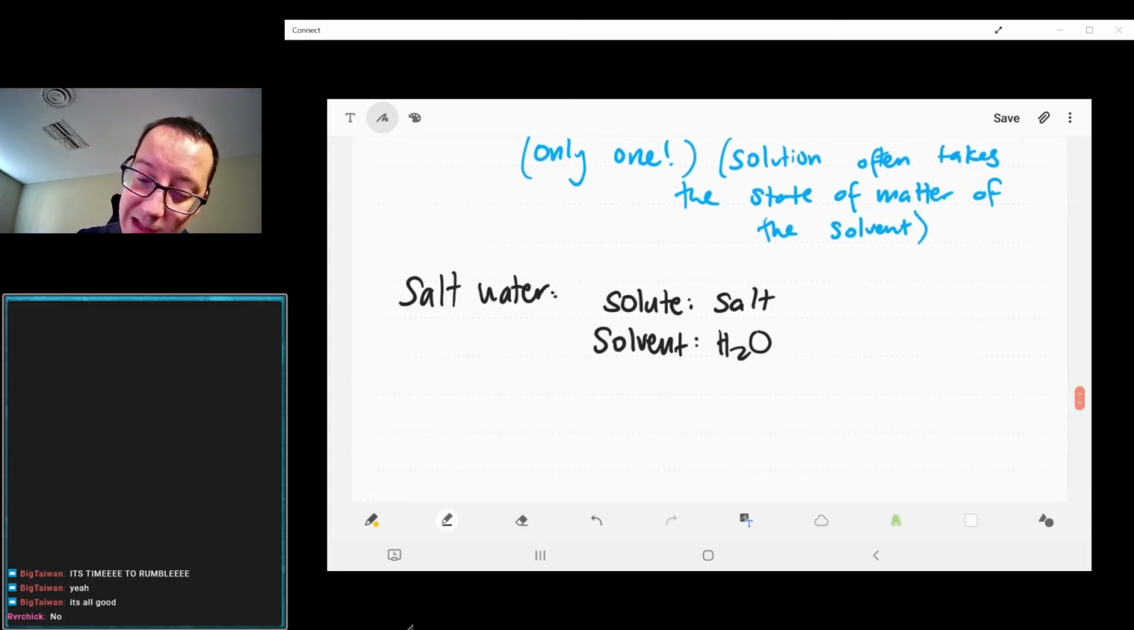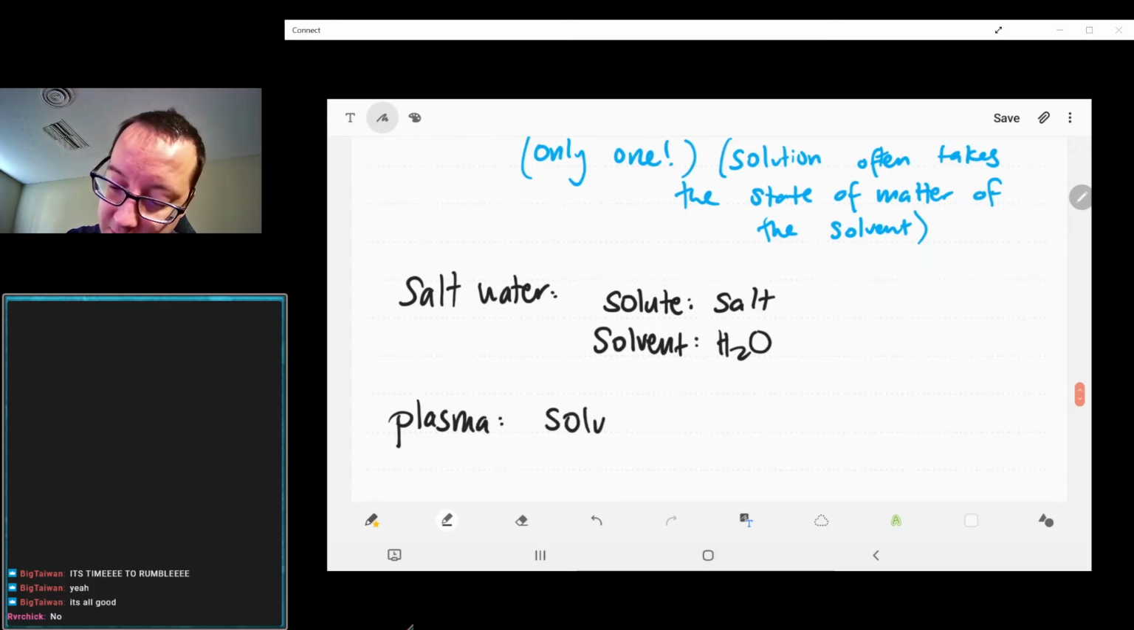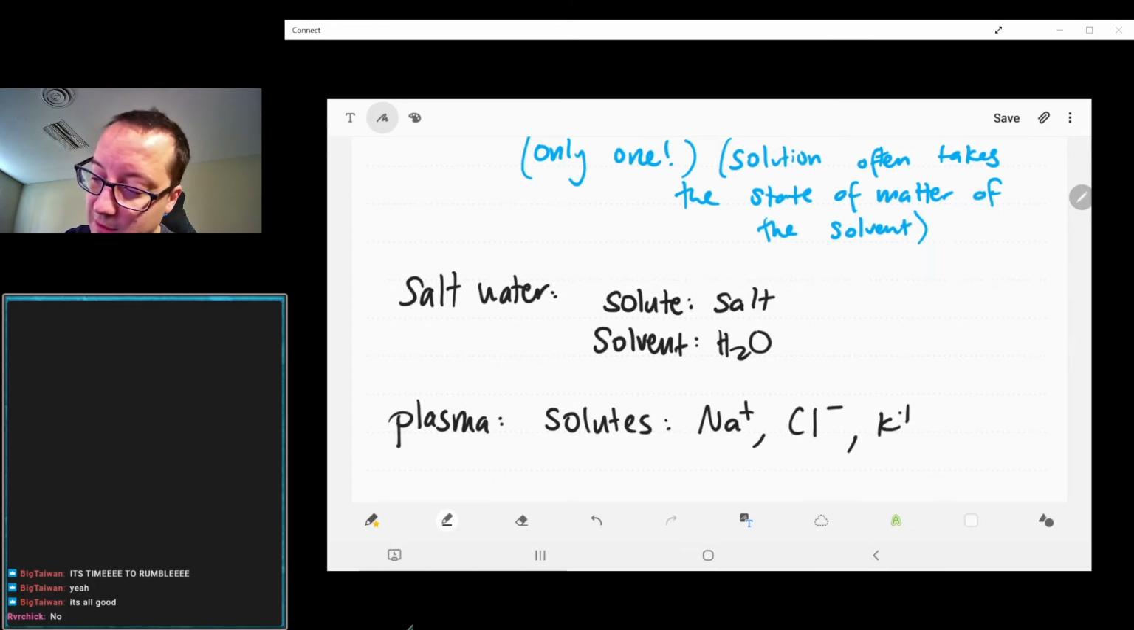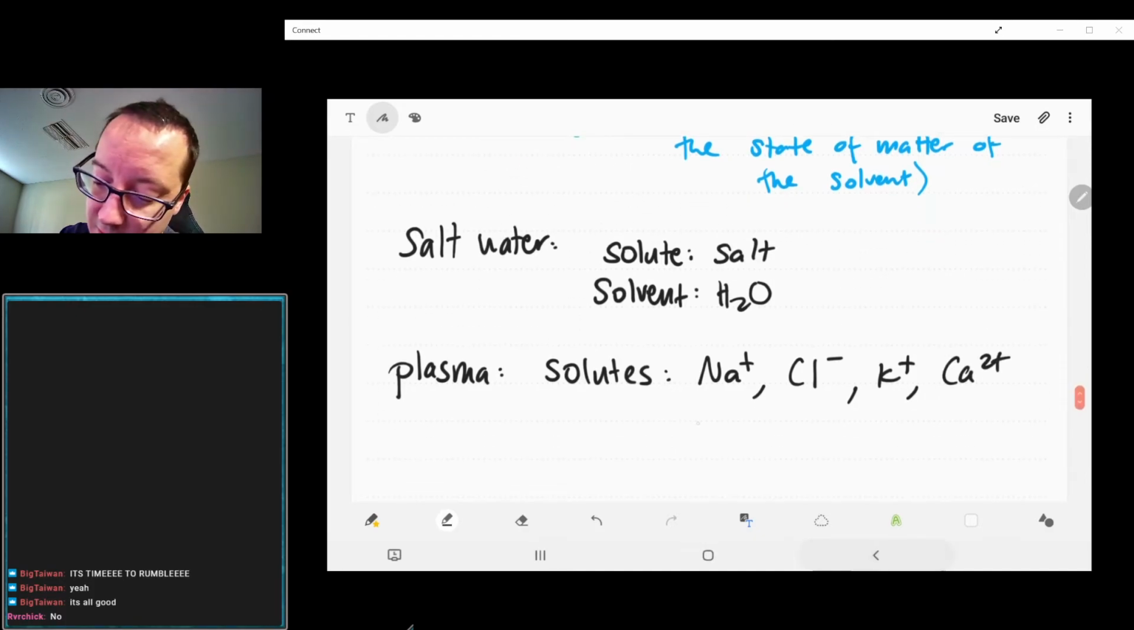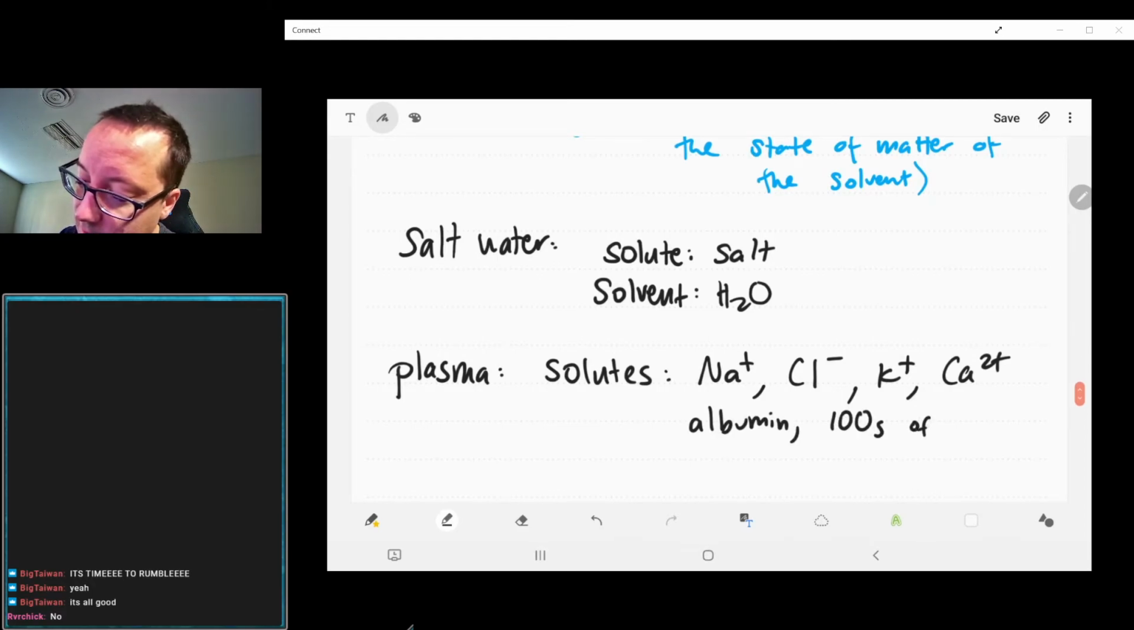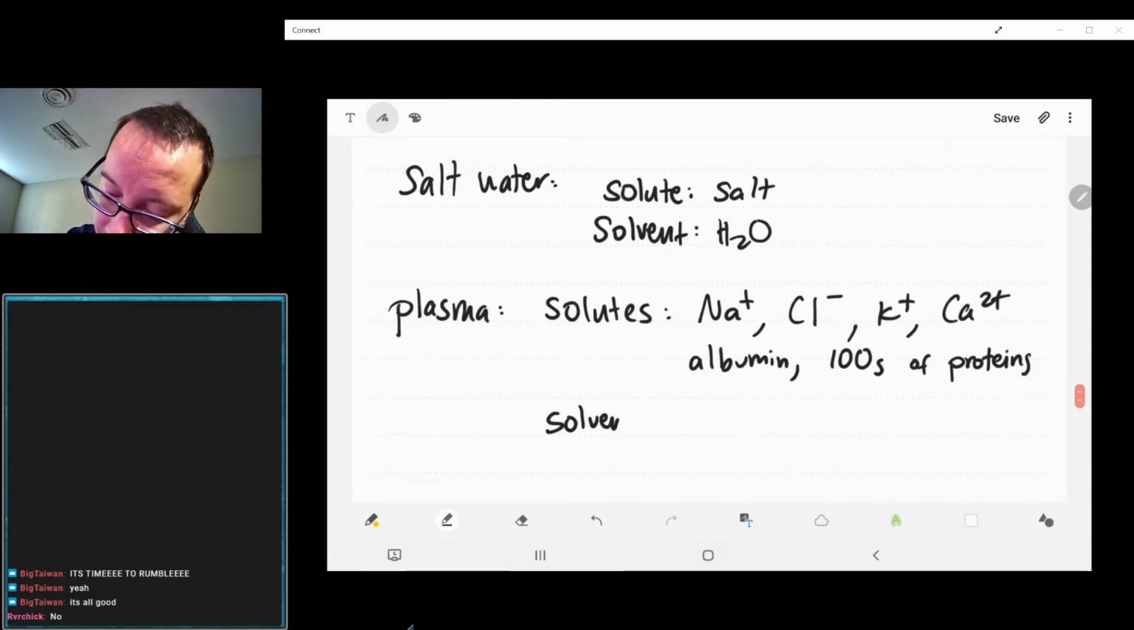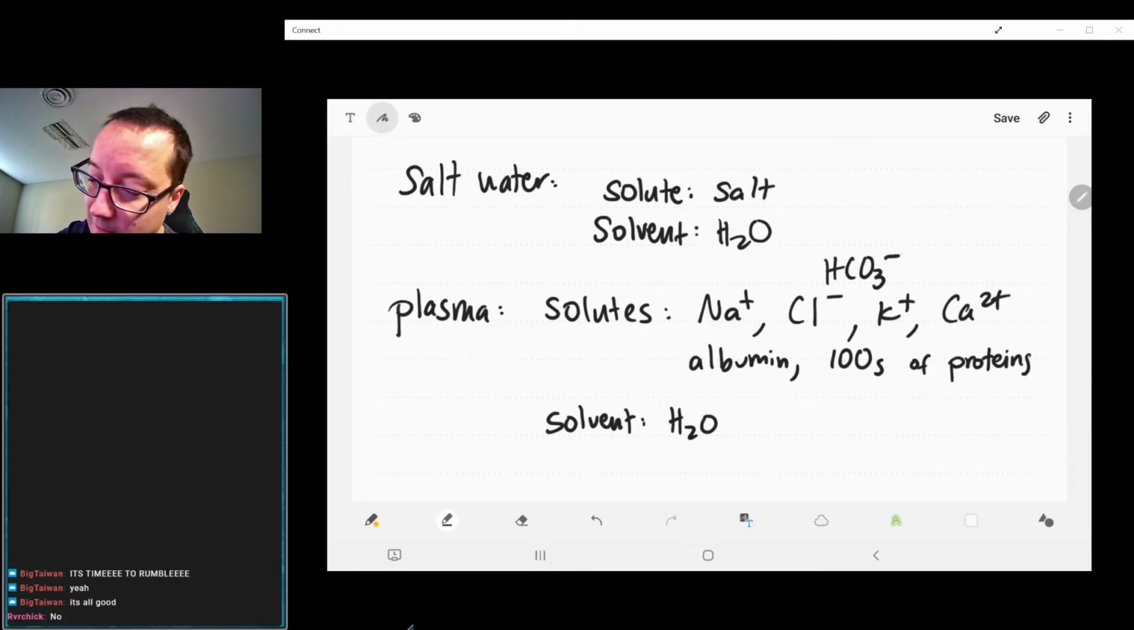If you want to think about plasma, like blood plasma, we have a lot of solutes there. We have sodium, we have chloride, we have potassium, we have a little bit of calcium, we have albumin, and hundreds of other proteins, all dissolved in one solvent, which is water. I mean, we also have bicarbonate in there. We have phosphate.